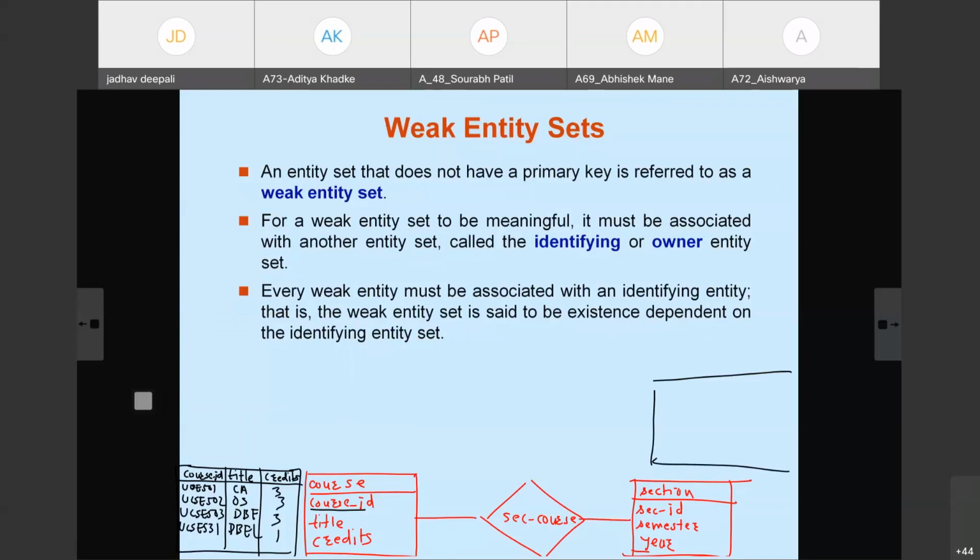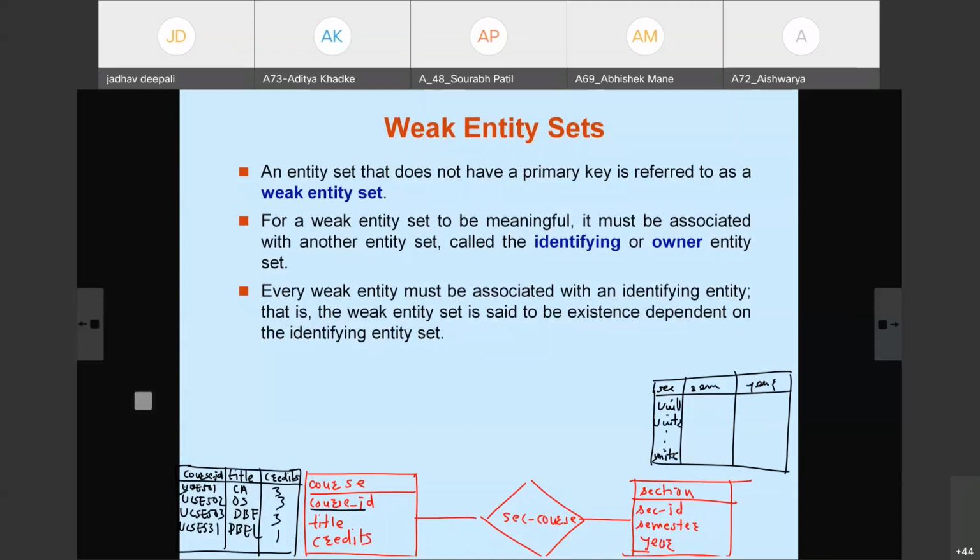For example, under UCSC 503 database engineering, there are 6 sections: unit 1, unit 2, unit 3, unit 4 and unit 5. So I write here section, this is example, semester and year. So unit 1, unit 2, in this way up to unit 6. Now what happens? I go for another course, UCSC 501, computer algorithm. This course also has its own sections: unit 1, unit 2, unit 3, unit 4, unit 5, unit 6.